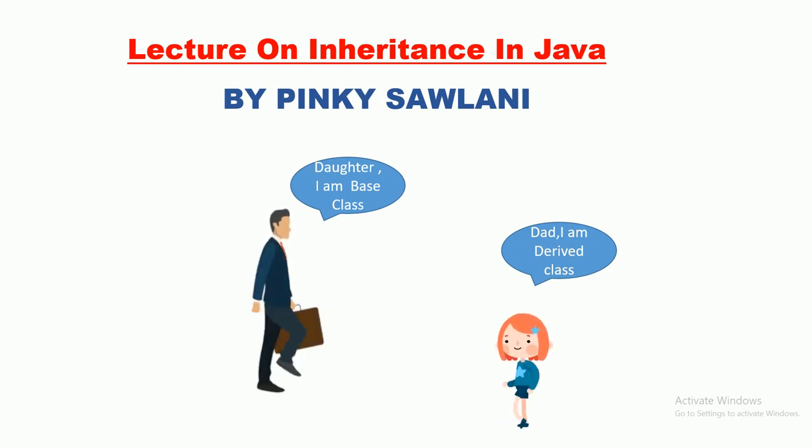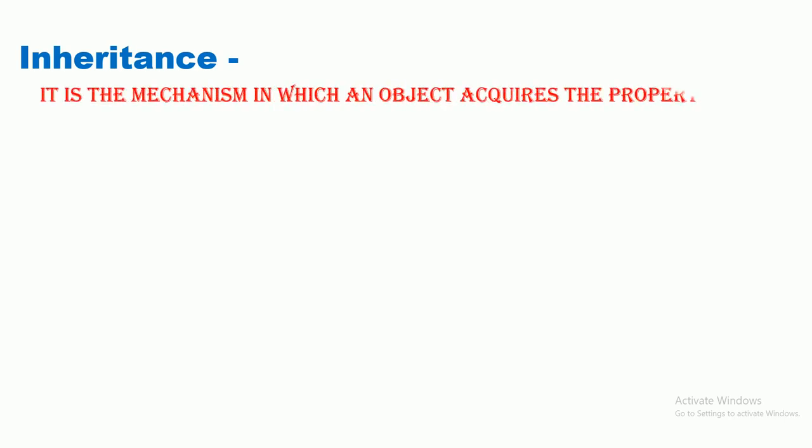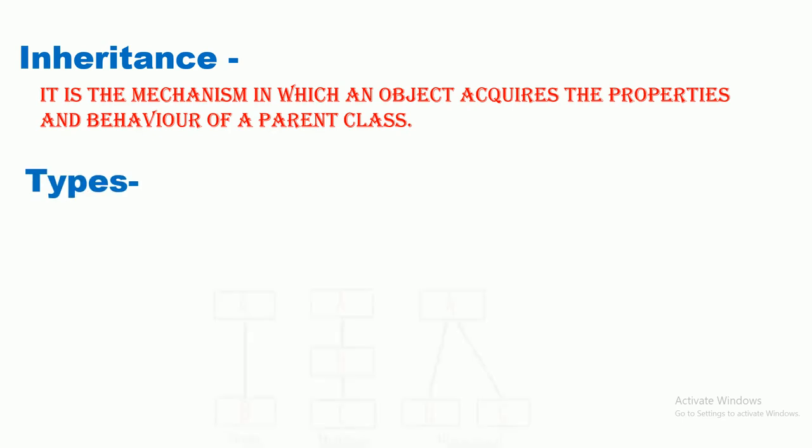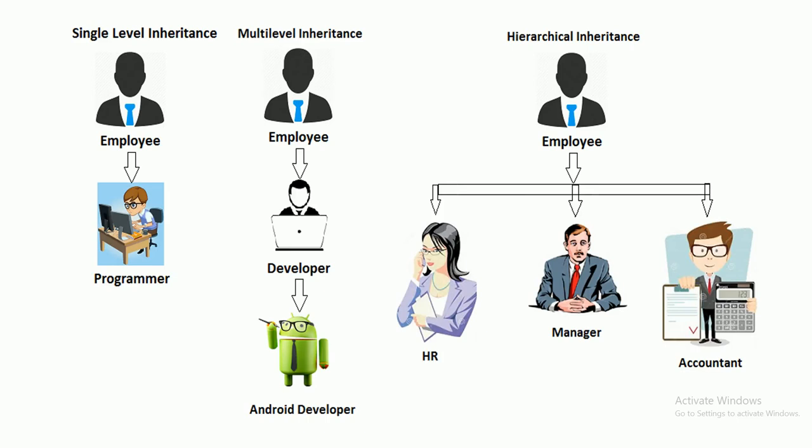Okay, so now we will see the actual definition of inheritance. So, what is inheritance? It is a mechanism in which an object acquires the properties and behavior of a parent class. So, here are some types. Types are single level inheritance, multi-level inheritance, and hierarchical inheritance.